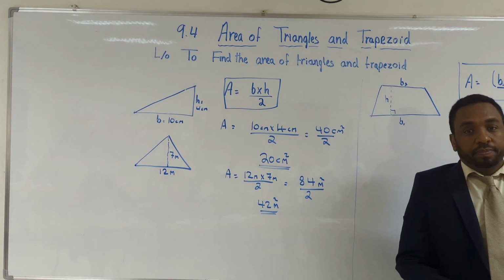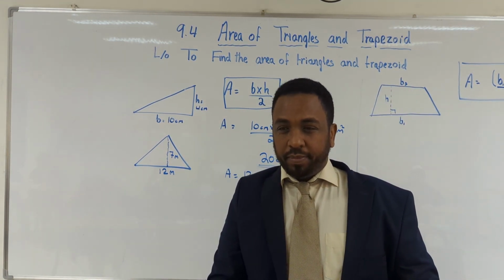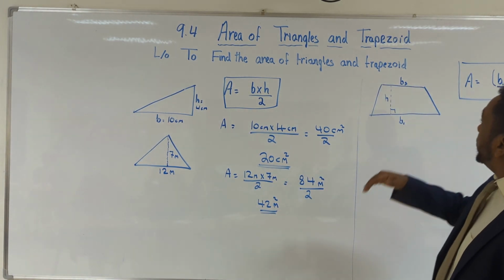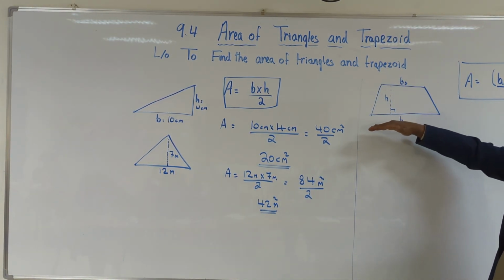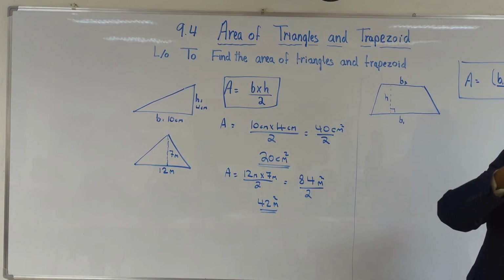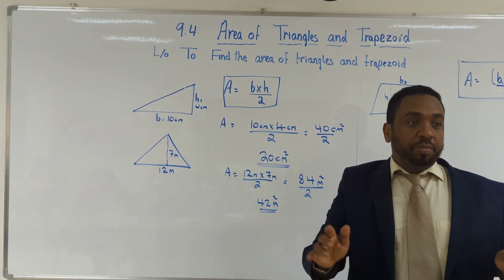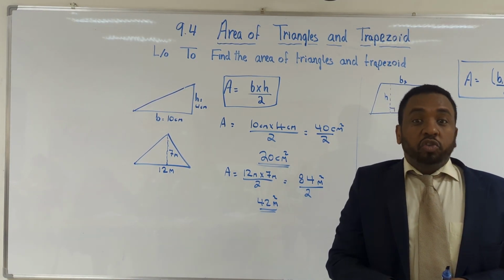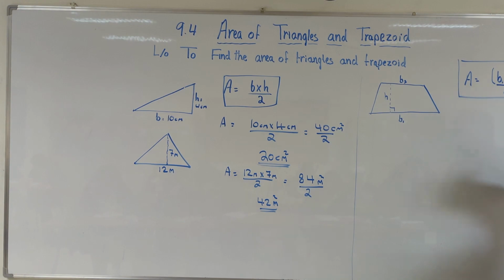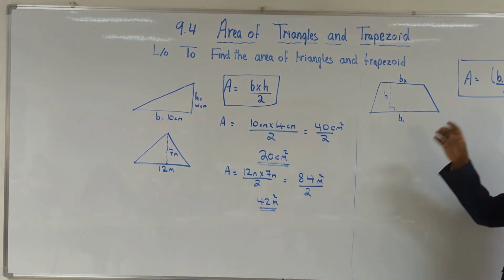Yes, Munira? Why did we put B1 plus B2? Because they have two bases. One is here and one is here, and they are parallel. Parallel means they are running side by side. They will never meet. So those two have to be added together, divided by 2, and then multiplied by the height.